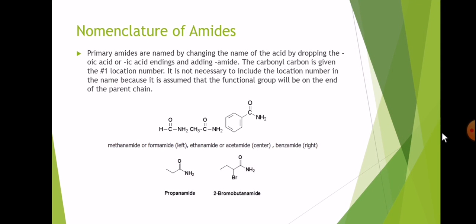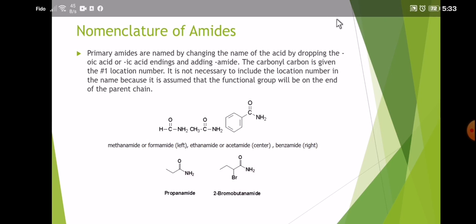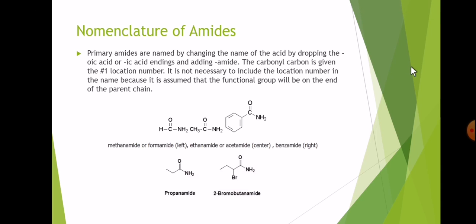So let's talk about their naming system. Their naming system is pretty much easy. We have to replace the ending of the acid, like the OIC acid or IC acid, like we have carboxylic acid or any acid, with the word amide. And also the carbonyl carbon is given location number 1. So we have to count from the place where the carbonyl carbon, C double bond O, will get number 1, and the rest of the counting goes to the other side of the chain.